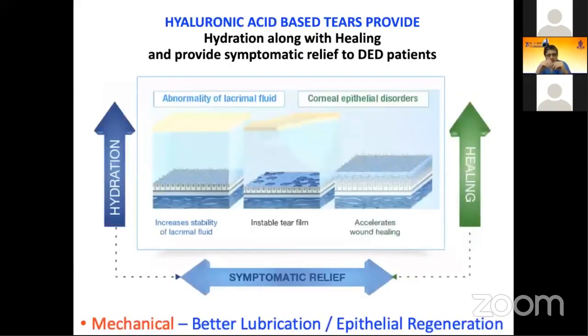Therefore, when we look at a patient with dry eye who has an unstable tear film, using hyaluronic acid based eye drops not only increases the tear film stability and provides hydration to the ocular surface, it also accelerates wound healing and helps to provide a healthy epithelium on the ocular surface.